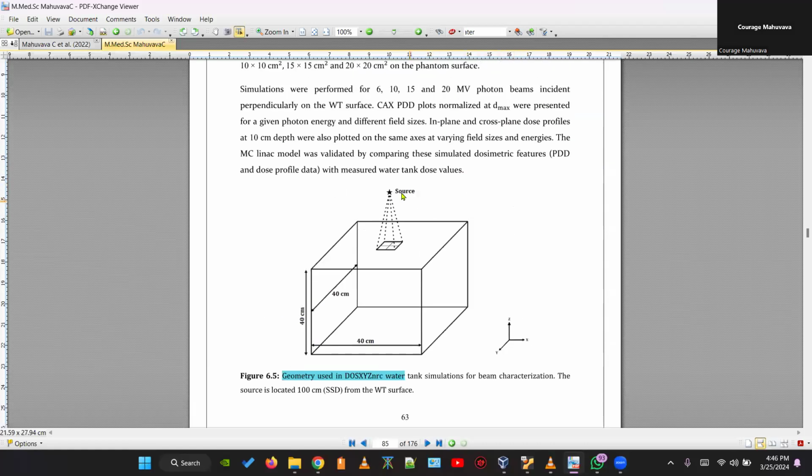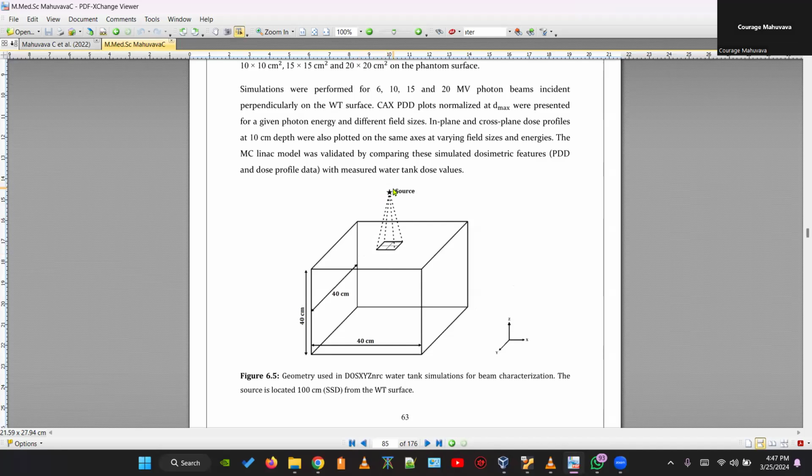So our source here is basically representing the linear accelerator, right? We've modeled it. So this is the geometry for DOSXYZ. I have shown you the geometry for BEAM, right? You have modeled your beam, right? You've got your source, which is AKA the phase space file, right? So your phase space file is considered to be the source now. Now you run your phase space file into the phantom, right?